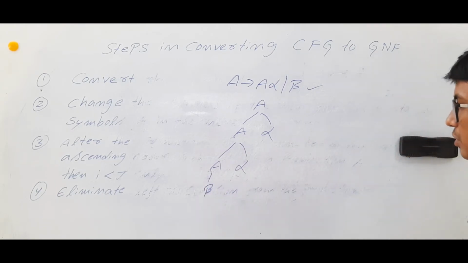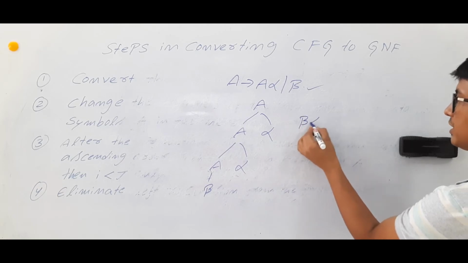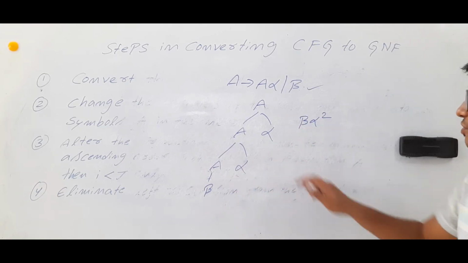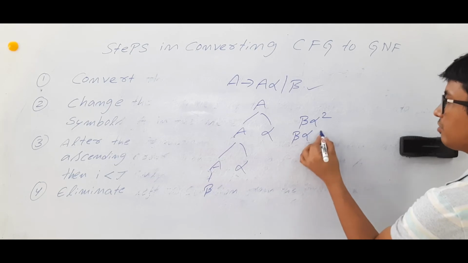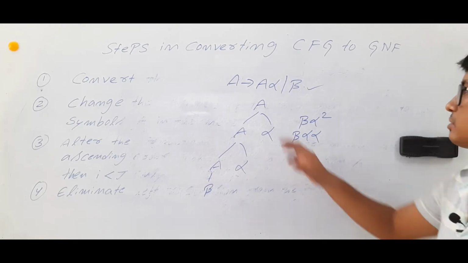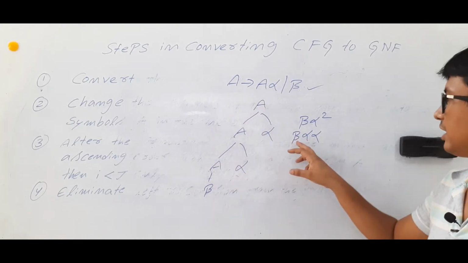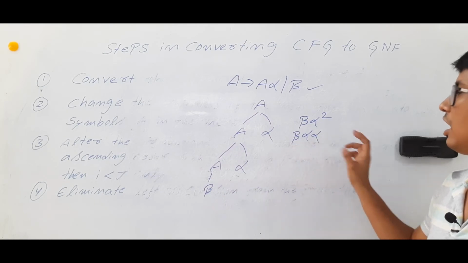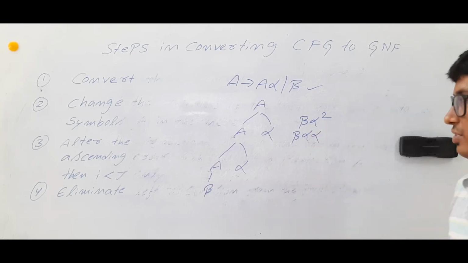So, what is it doing? It is doing beta alpha square, two alphas it is giving. Am I right or wrong? Beta, alpha, alpha. If I traverse this tree, then I will get the string called beta, alpha, alpha. So that's why I have written beta, alpha square.